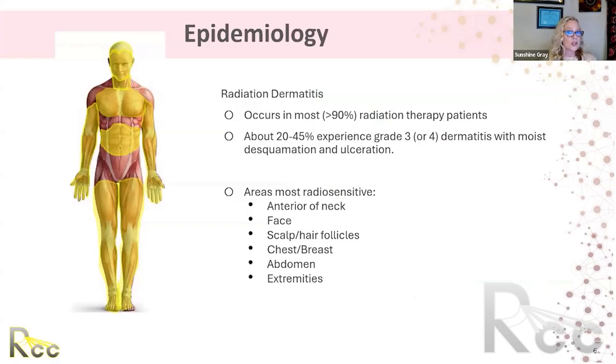So radiation dermatitis occurs in most radiation therapy patients. More than 90% of radiation therapy patients will receive some grade of radiation dermatitis. And about 20 to 45% of those experience grade 3 or grade 4, but not usually grade 4, dermatitis with moist desquamation and ulceration. Here I've highlighted the areas that are most radiosensitive. And as you can see, these areas are bony and bulky surface areas.